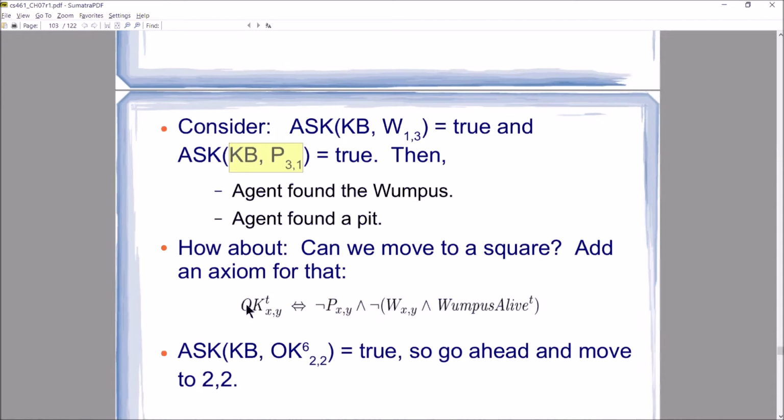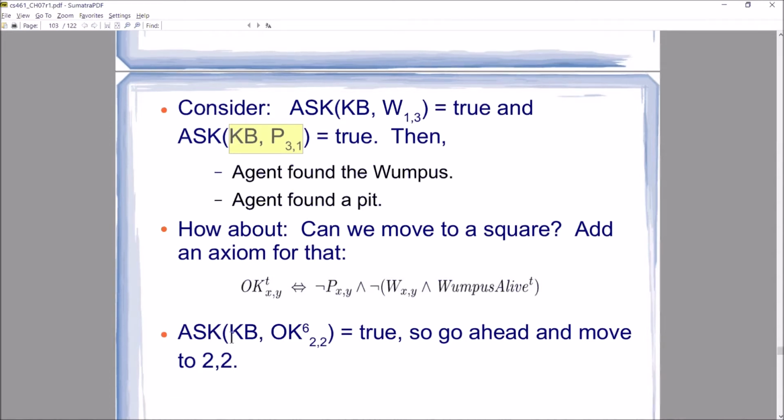So let's use a propositional symbol OK. At time t, is it okay for me to move into square x, y? Well, that's going to be true if and only if there's no pit in square x, y, and it's not the case that there's a Wumpus in x, y and that the Wumpus is alive at that time, right?